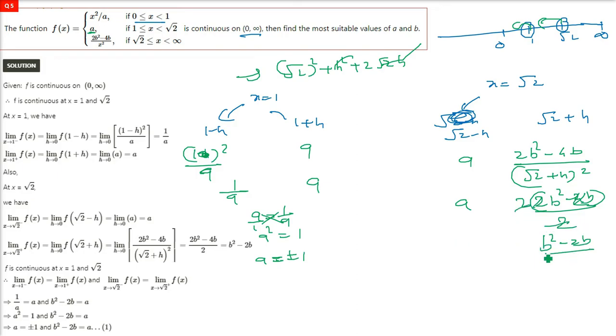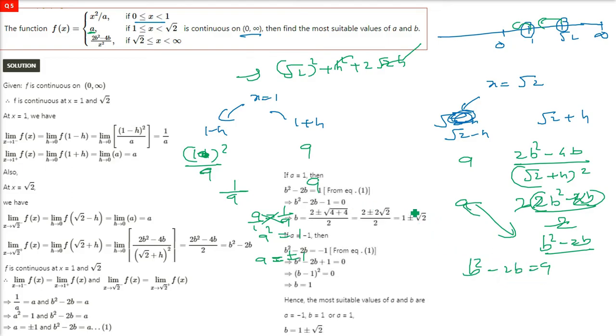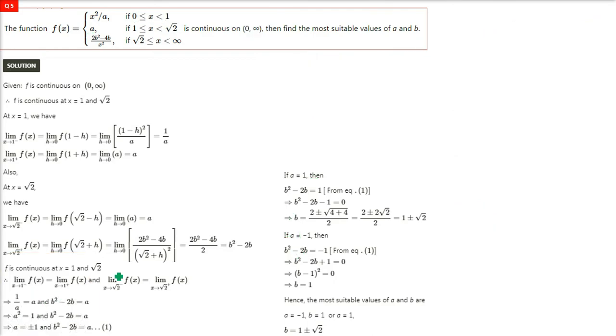Now b square minus 2b. What is the relationship? LHL, RHL. So b square minus 2b is equal to a. So a will be plus 1, a will be minus 1. What I am trying to suggest here is b square minus 2b is equal to a is plus minus 1. So we will get 2 equations here. B square minus 2b equals 1, b square minus 2b equals minus 1. So a was plus minus 1. A equals 1 will be taken one time, a equals minus 1 will be taken another time.